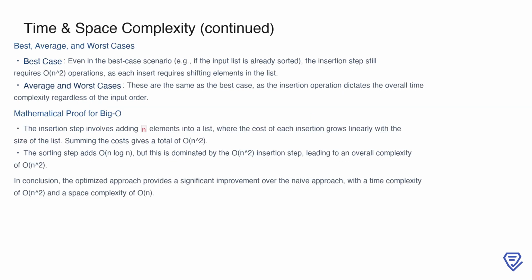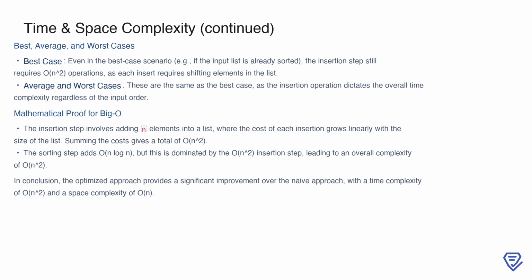Finally, let's consider the best, average, and worst-case scenarios for the optimized approach. Even in the best case, such as when the input list is already sorted, the insertion step still requires O(n squared) operations because elements in the list must be shifted during each insertion. Therefore, the best, average, and worst cases all have the same time complexity of O(n squared).